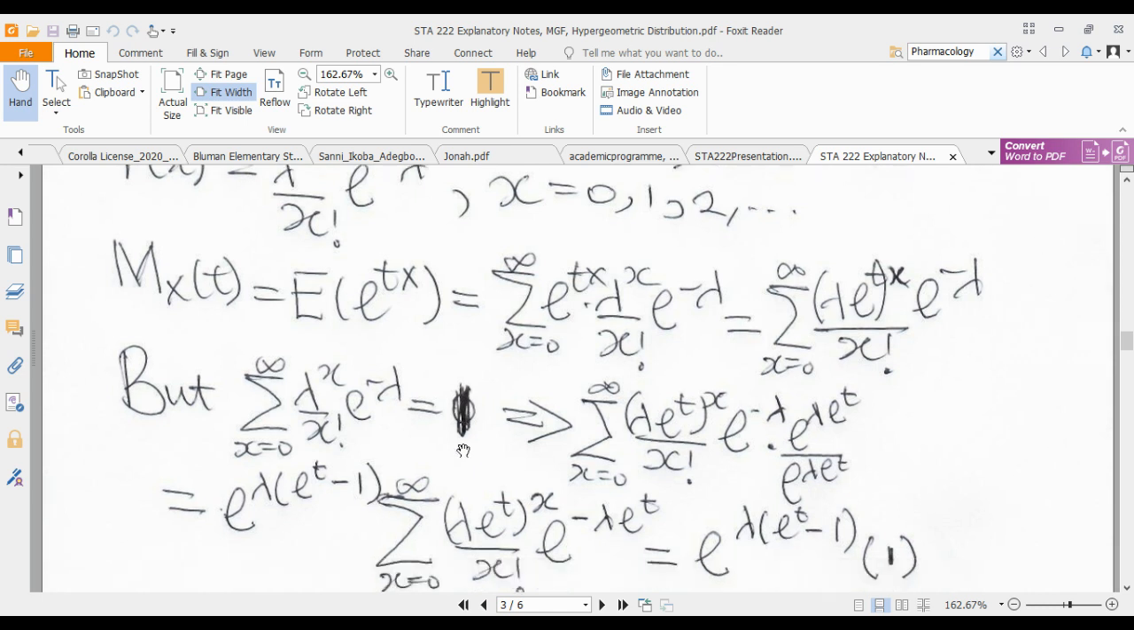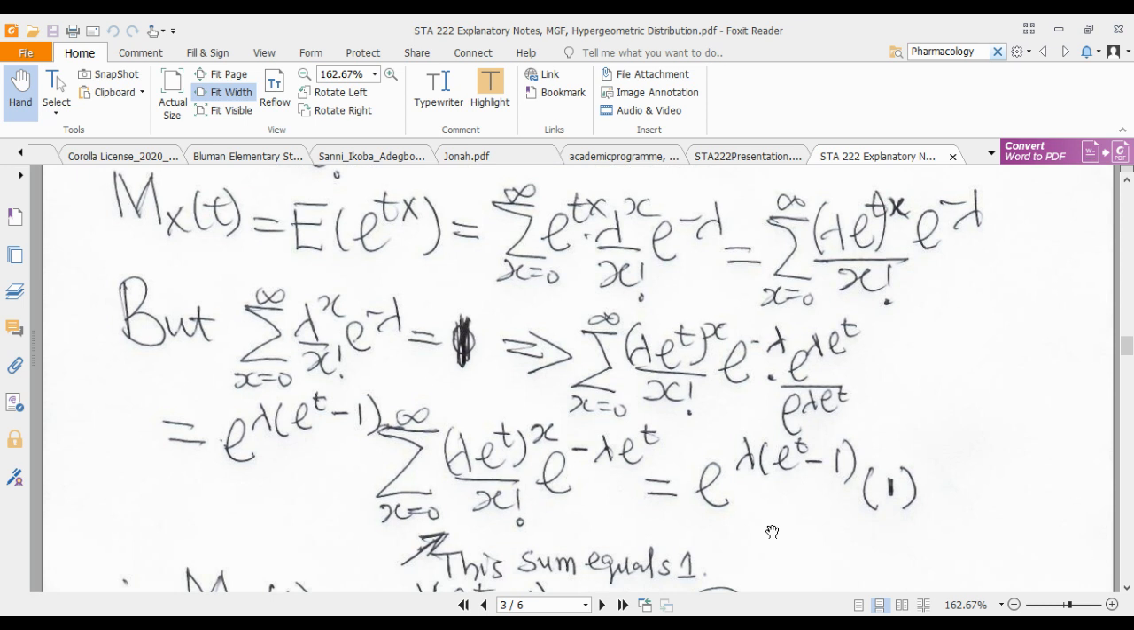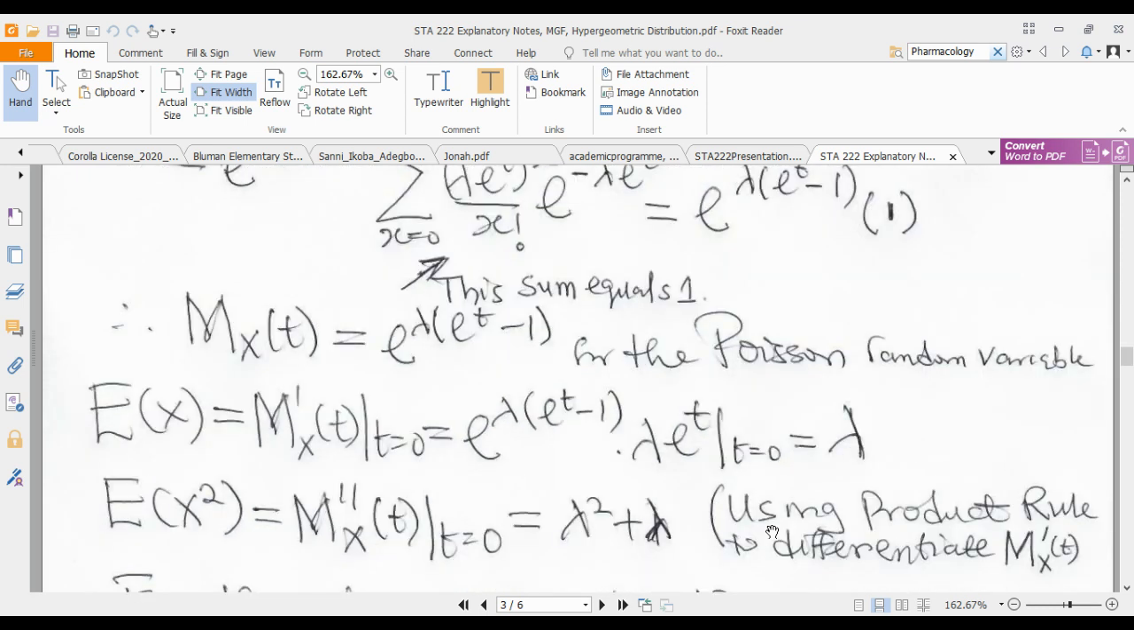So you can see that when we continue our rearrangement, you multiply the numerator and the denominator by the exponent of lambda e to the power t, which will yield for us, upon rearrangement, a term that can go out. The next line, we have e to the power lambda(e^t - 1), then summation from 0 to infinity of this term, which will give us 1. So what is left is e to the power lambda(e^t - 1). Therefore, the MGF of the Poisson distribution is e to the power lambda(e^t - 1).